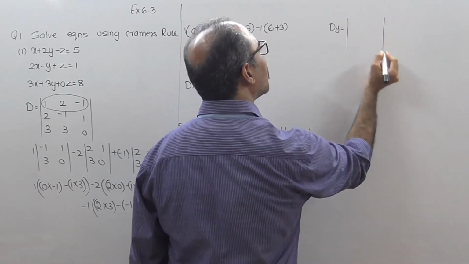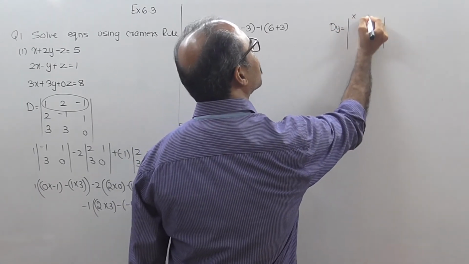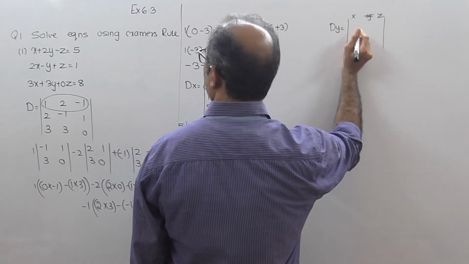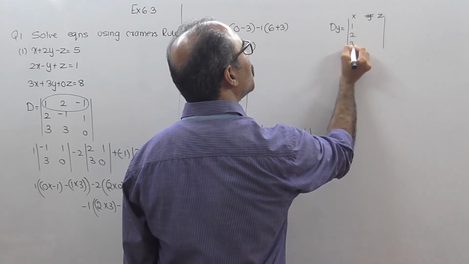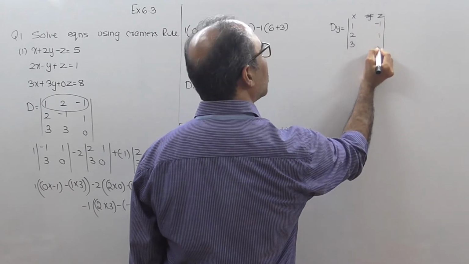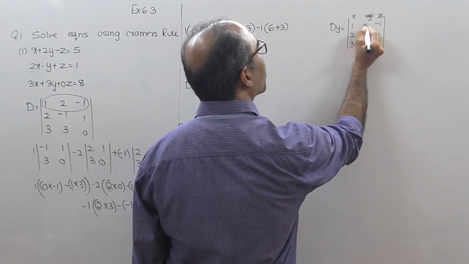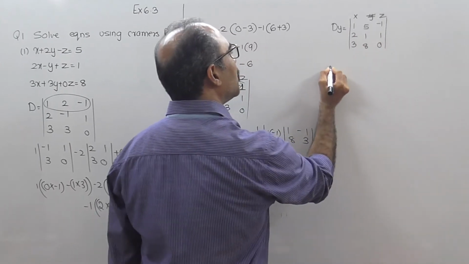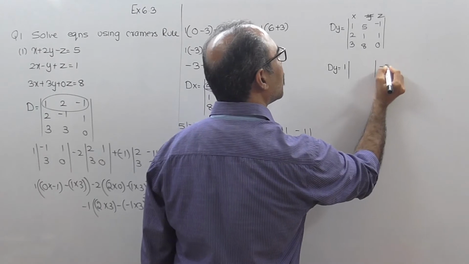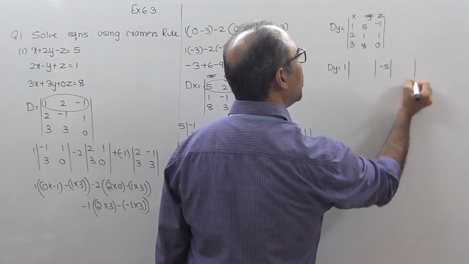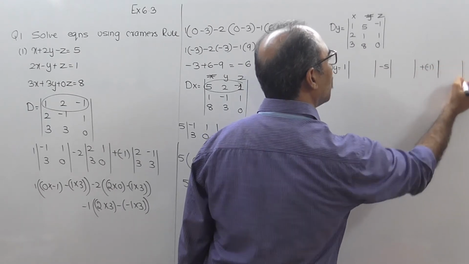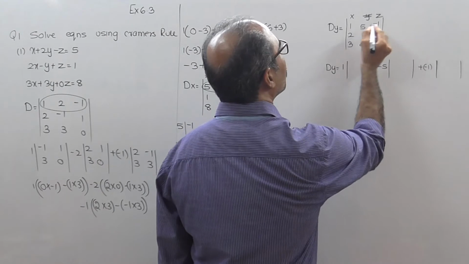Let's go for dy. dy is determinant. This is x, y, z, but I am not going to write the coefficient of y. The coefficient of x is 1, 2, 3. The coefficient of z is minus 1, 1 and 0. I won't write the coefficient of y, in its place I'll write 5 and 8. So I'll get dy equal to 1 determinant minus 5 determinant plus minus 1 determinant.